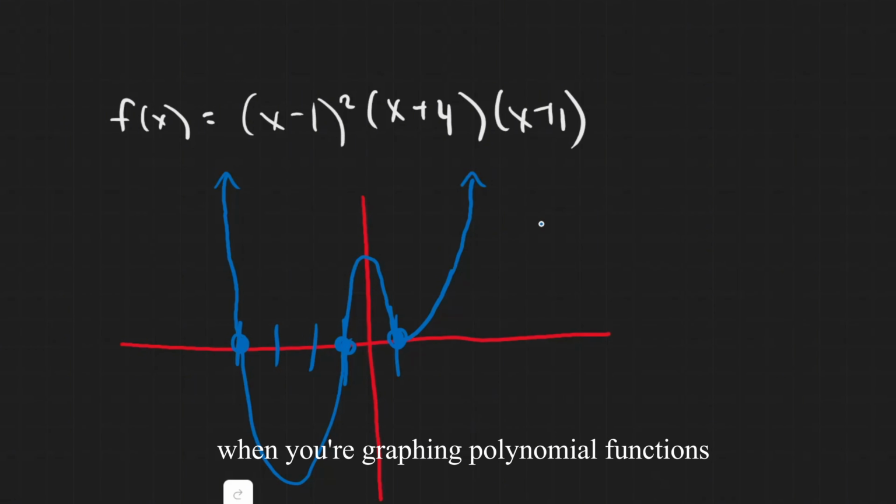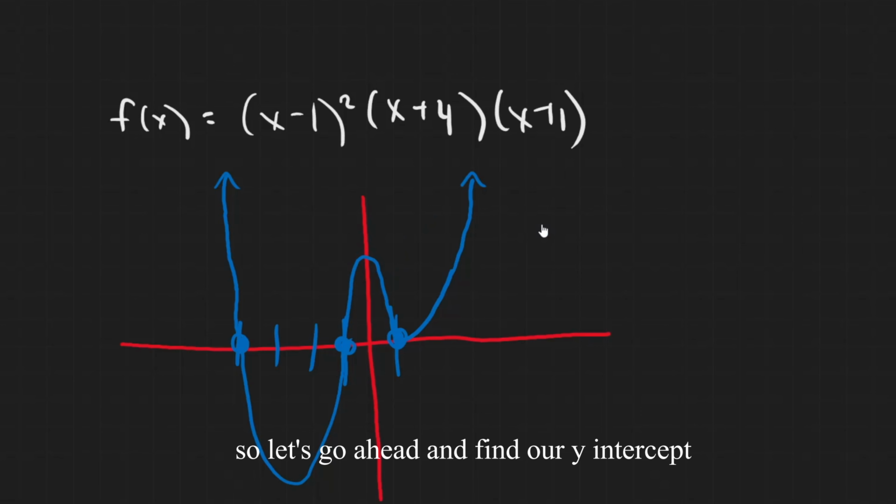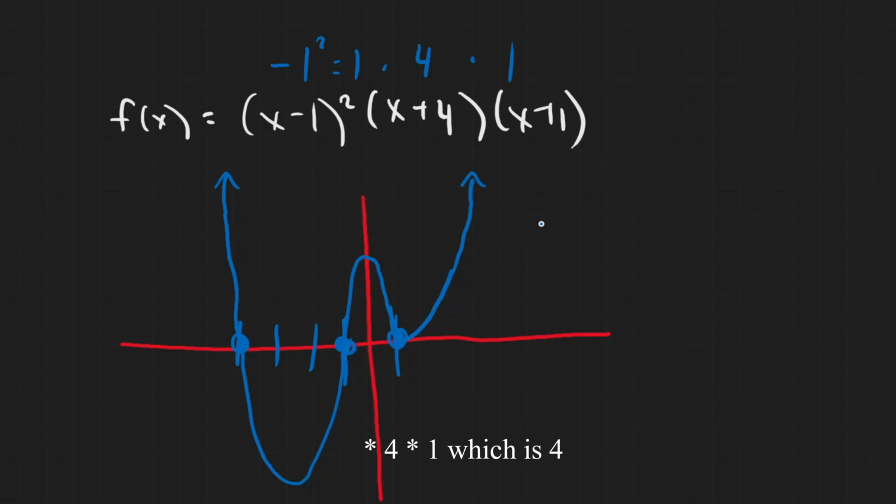Now keep in mind when you're graphing polynomial functions, you want to make sure your y-intercept is actually correct. So let's go ahead and find our y-intercept real quick. If we plug in 0 for x, that is how we find the y-intercept. Plug in 0 for x, we get negative 1 squared, which is 1, times 4, times 1, which is 4. So this point should be 4.